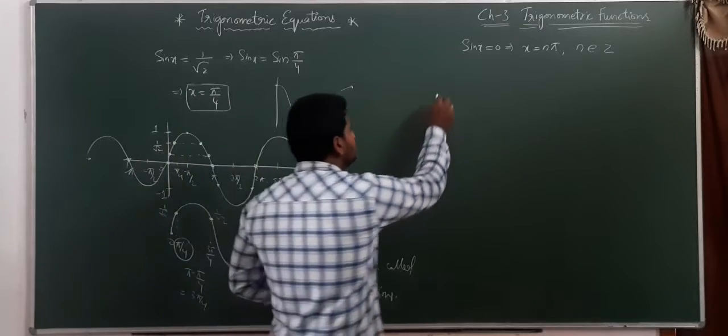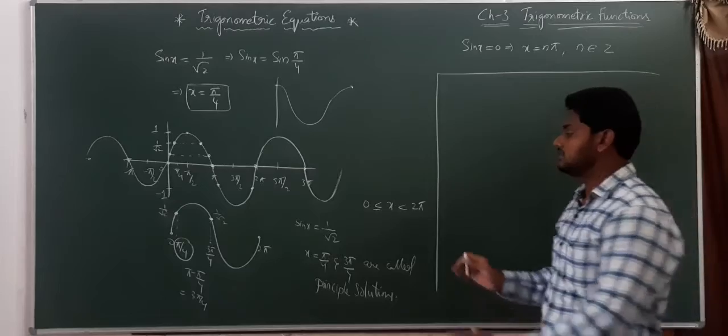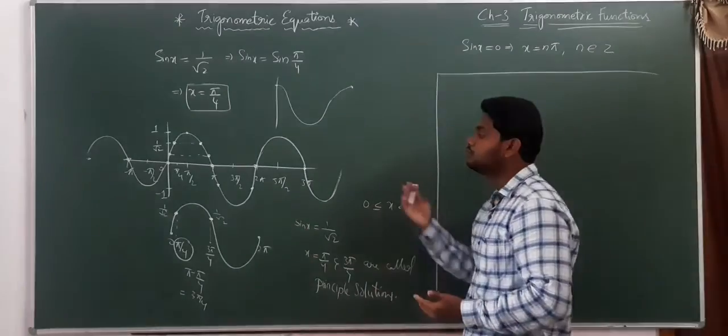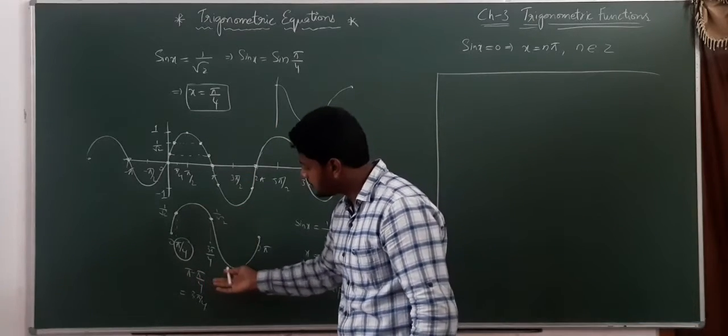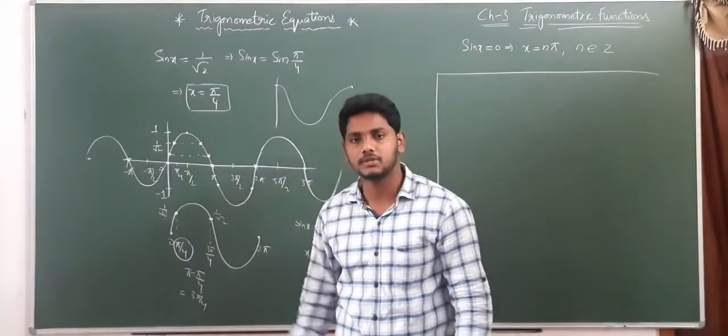Now, sir, how to find principal solutions? That means values in between 0 to 2 pi means principal solutions only. But how to find? So here we got pi by 4 only. But sir, how have you written pi minus pi by 4, nothing but 3 pi by 4? How did you get this second value to consider as principal solution?